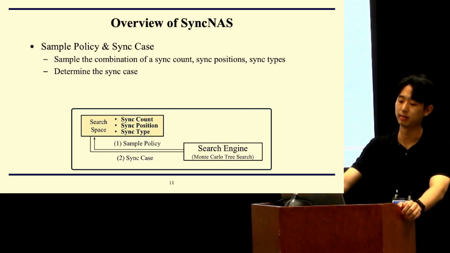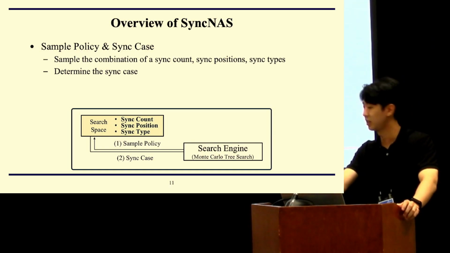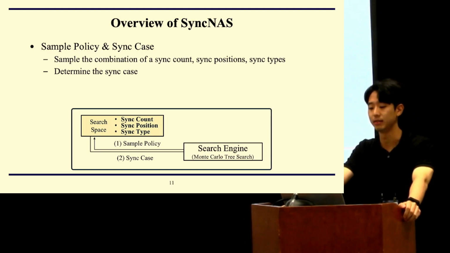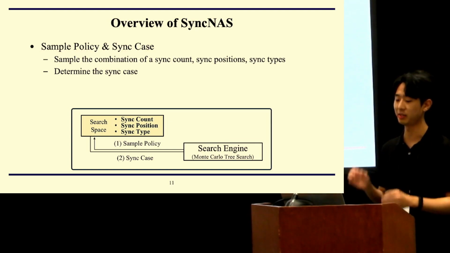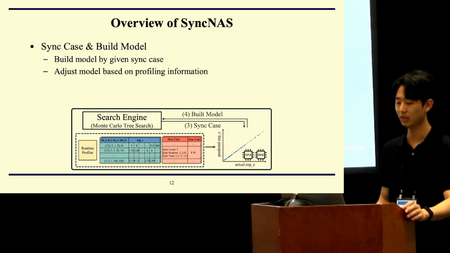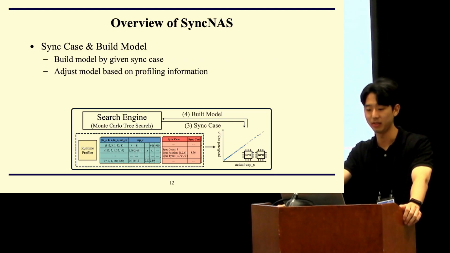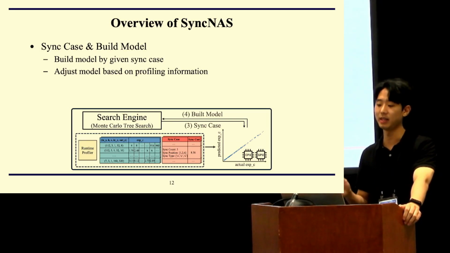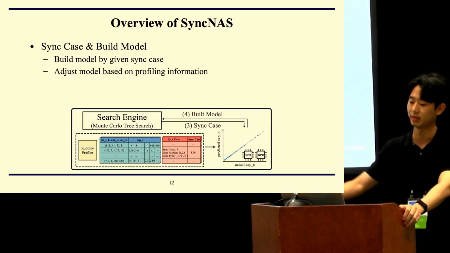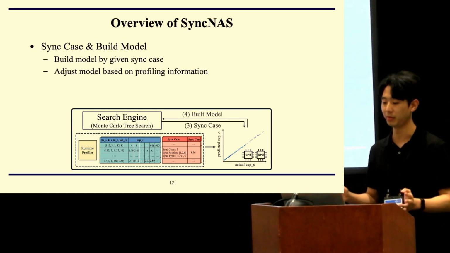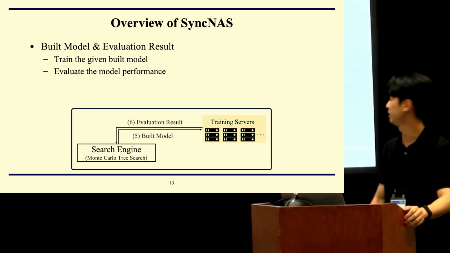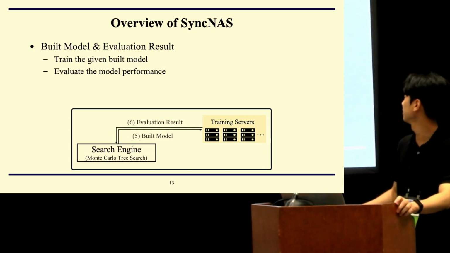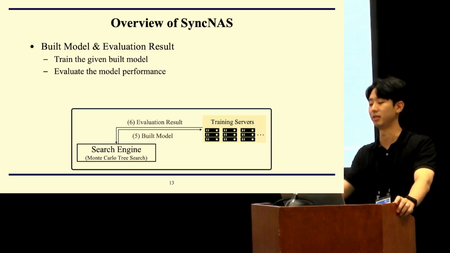And next, sample policy and sync case. There are several sync configurations in SyncNAS, and once we sample a combination of these configurations, we can determine the sync case. Then the sync case and build model: in this stage, SyncNAS builds a candidate model from the given sync case. Then it adjusts the candidate model based on the profiled information. And lastly, build model and evaluation result. Based on the given candidate model, SyncNAS trains the model and evaluates it by checking the improved target accuracy.